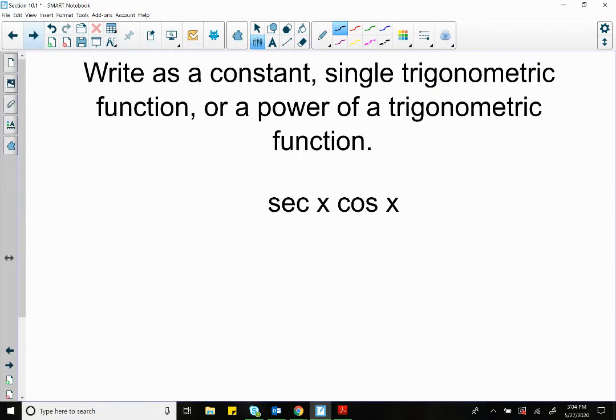All right, so here, again, it's another simplify. Can you please simplify this down, either into a constant, a single trig function, or a power of a trig function? Again, I can replace this entire sentence up here with simplify. Go ahead, pause the video, give it a shot.